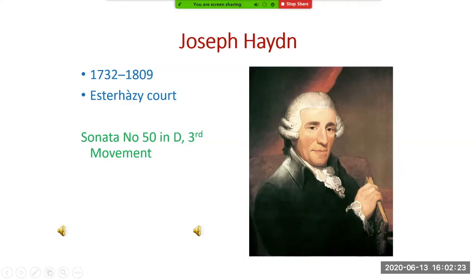So here's part of Sonata number 50, the third movement, played firstly on an old forte piano.